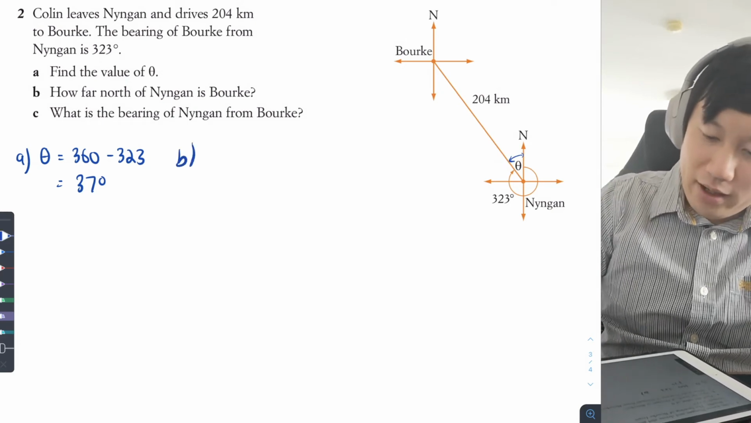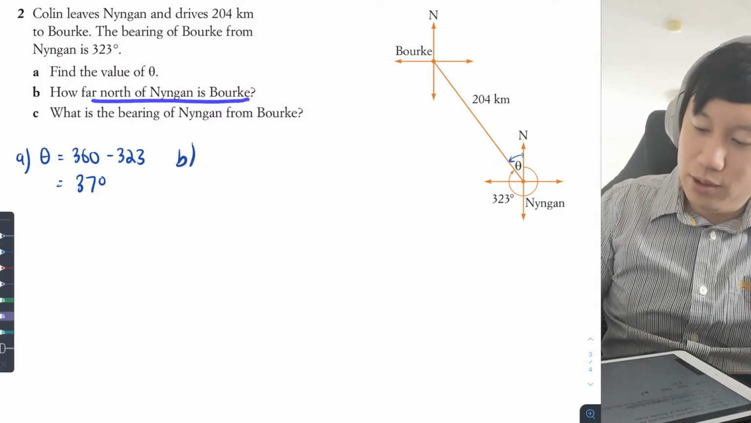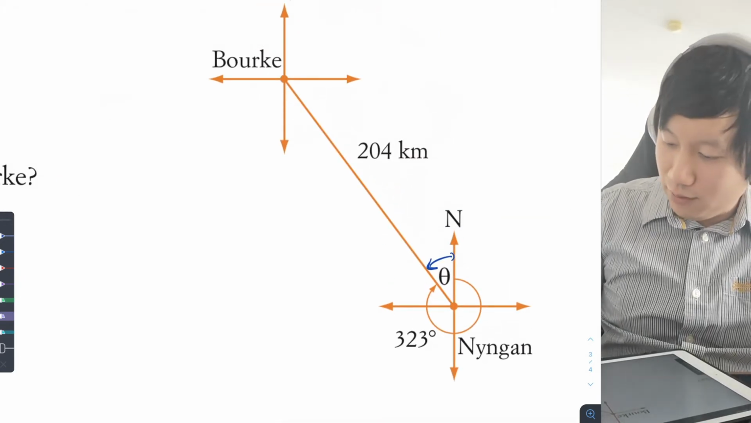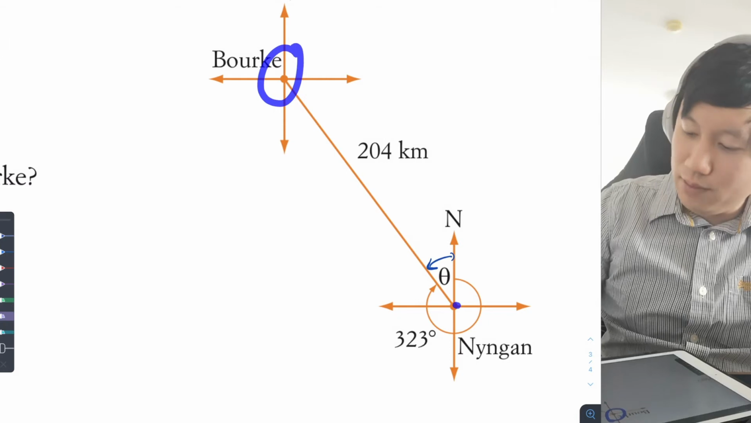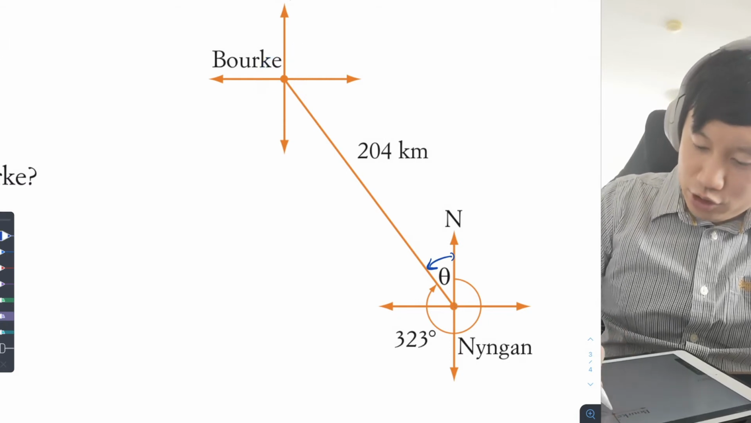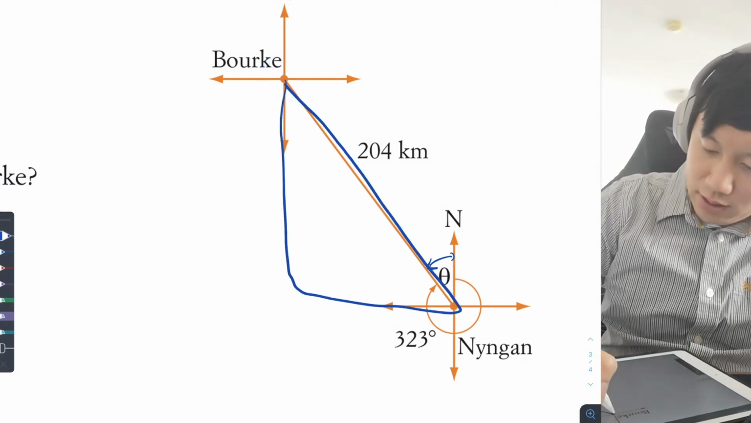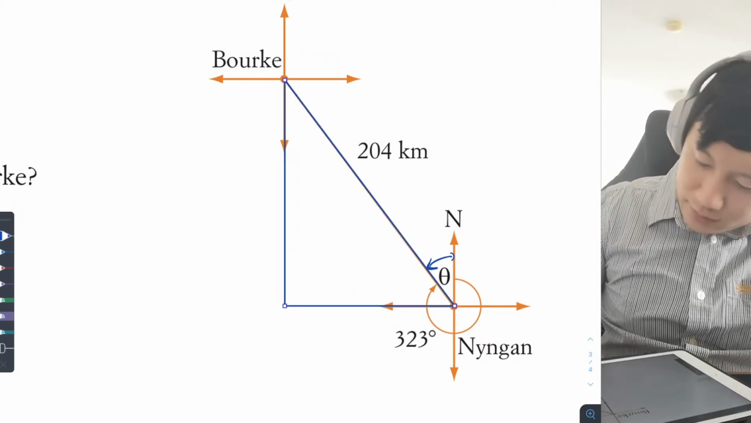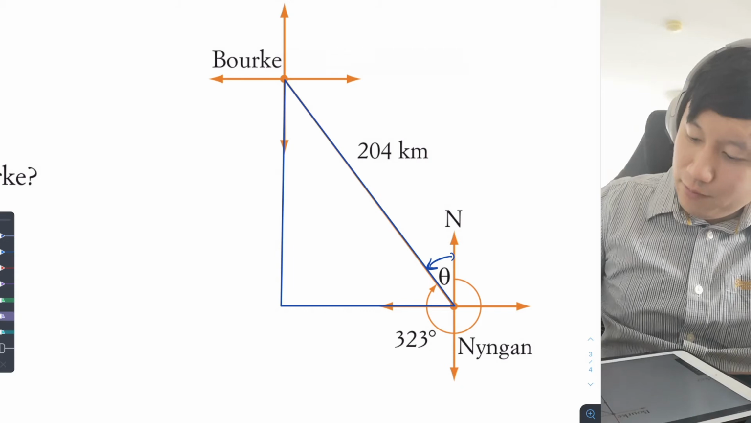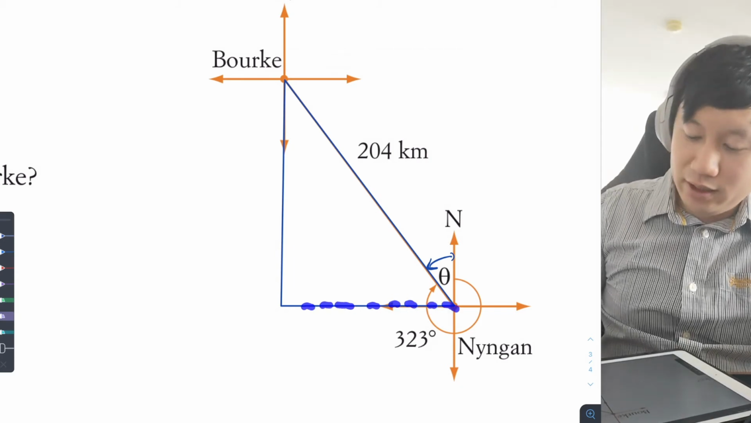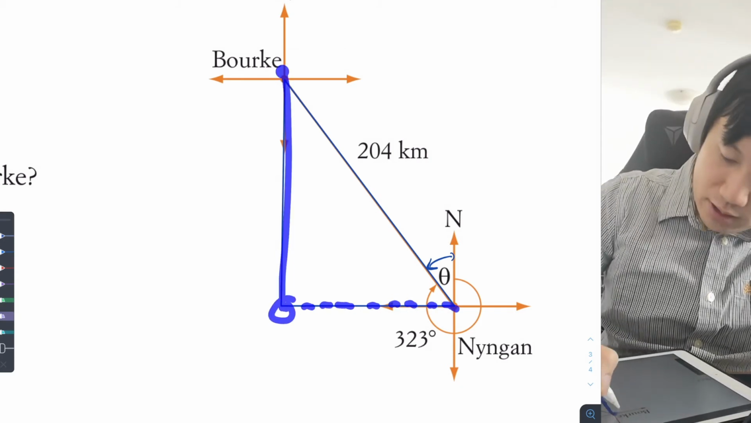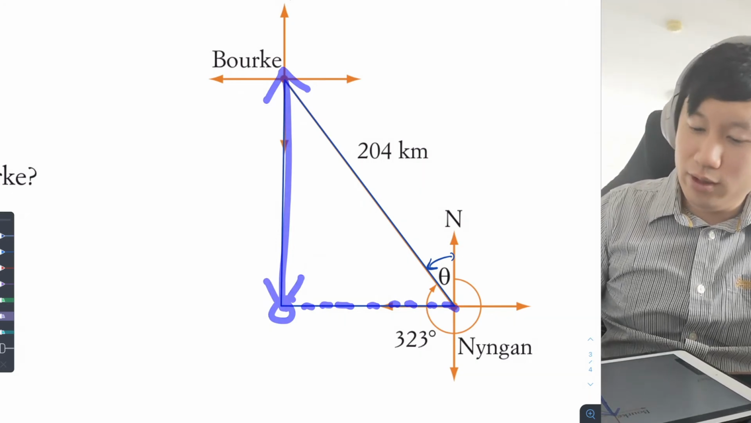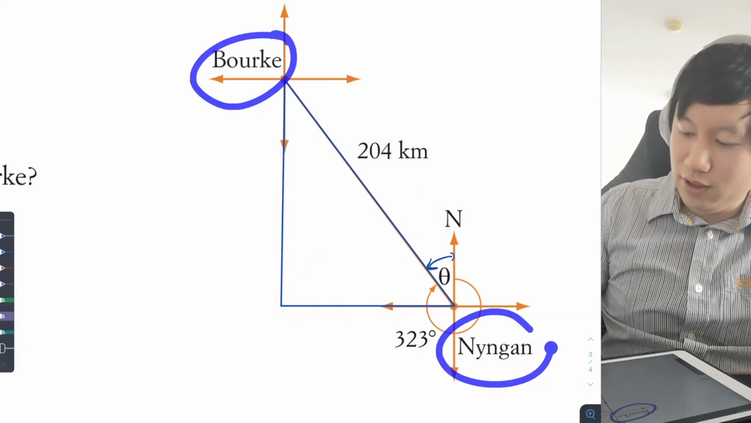Now, for part B, how far north of Ningen is Burke? So if you look at this from this perspective, Ningen's here, Burke's here. But if I was to construct a right angle triangle like this, you can see, Ningen on the same horizontal line here at this point towards Burke is that vertical distance that we want to find. So we want to find how north Burke is of Ningen.